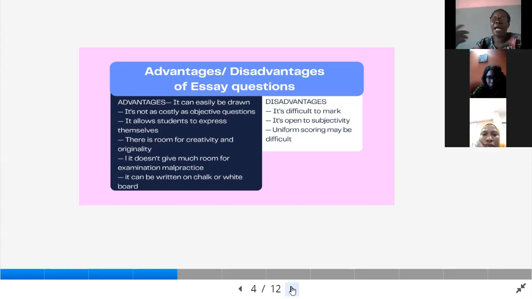And there are other advantages. But let's look at 1 or 2 advantages so that we can cover up. One disadvantage of essay question is that it's difficult to mark, because the teacher must finish reading what Folashade has written before he can go over to what Vanessa has written, before he can go over to what Angela has written, like that. And it takes a longer time for you to finish.